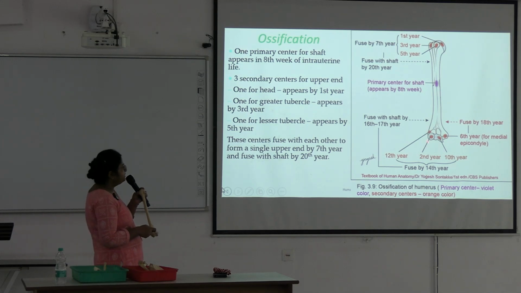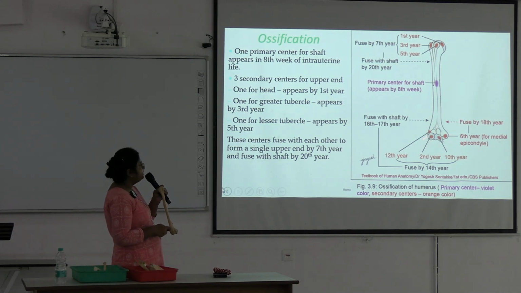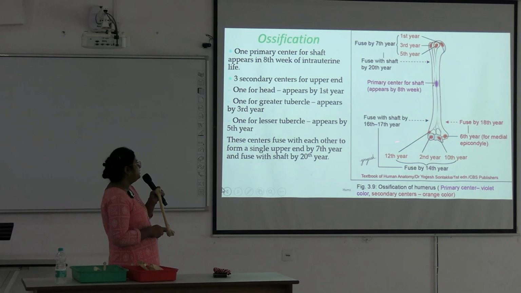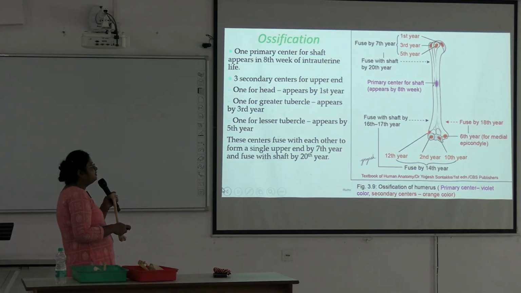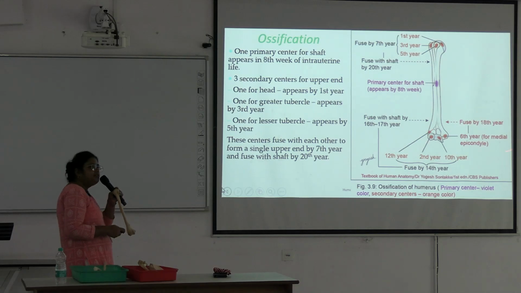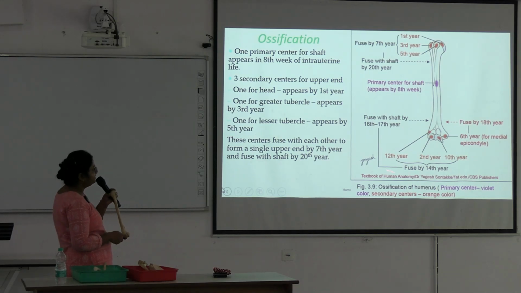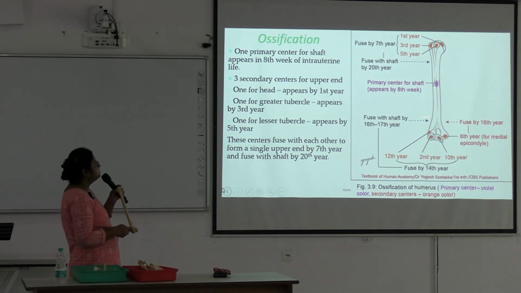And for the lower end, you see centers are appearing for capitulum 2 year, for the trochlea 10th year, for the medial epicondyle 6th year, and for the lateral epicondyle 12th year. Okay, these three together, the centers for lateral epicondyle, capitulum and trochlea, fuse together to form a single epiphysis by 14th year and fuse with the shaft by 16th to 17th year.